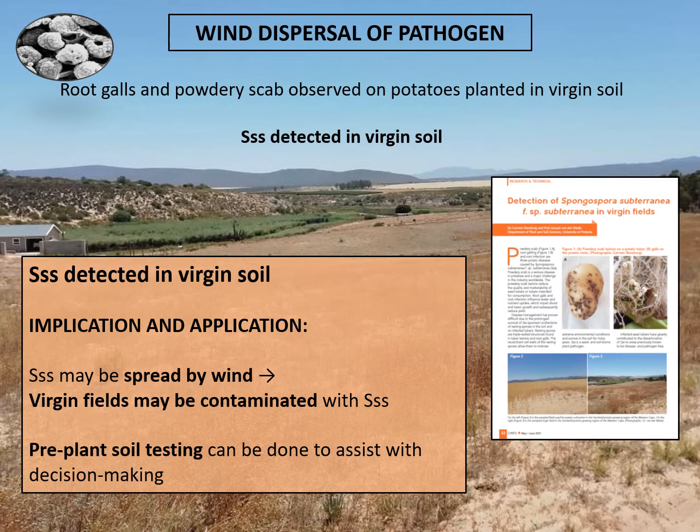The same study or a similar study was done on the Gaza Strip in Israel, where they have very similar conditions to the Sandveld, and the same results were found, that the pathogen can be dispersed by wind. There are certain methods that can be used to test the soil pre-planting to determine the levels of Spongospora in the soil.